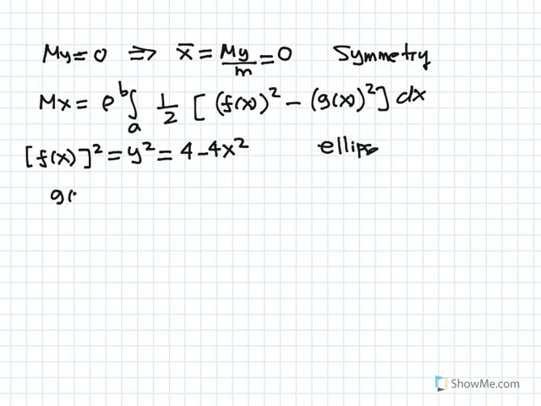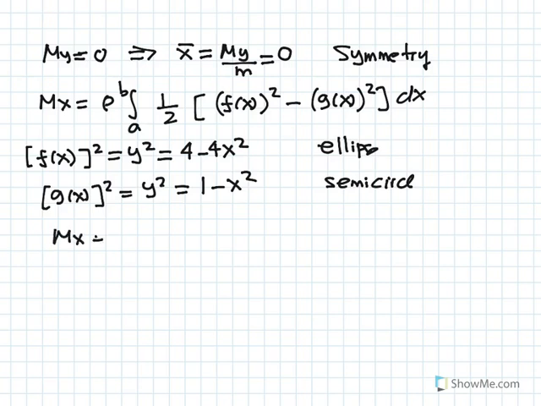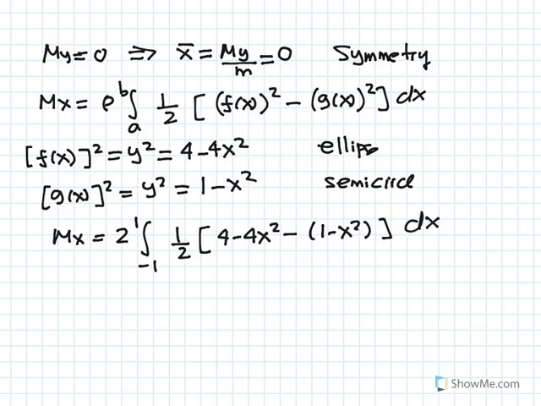And g of x squared, the bottom function squared, is equal to y squared, and isolating y squared for the semicircle, we get y squared is 1 minus x squared. This is for the semicircle. All right, so the moment with respect to the x-axis is equal to density, which is 2, integral from -1 to 1, 1/2 times y squared for the ellipse, which is 4 minus 4x squared, minus y squared for the semicircle, which is 1 minus x squared, integrate with respect to x. This will be an easy integral to do.